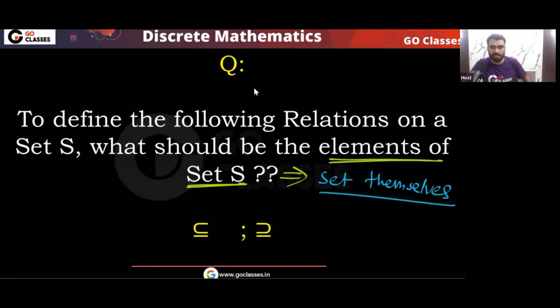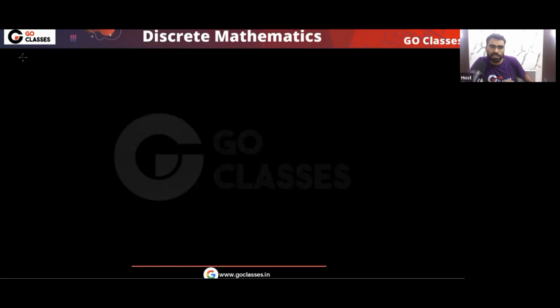They also must be set. Okay, is this clear? Very simple point: if you want to define this relation, the subset relation, I want to define this subset relation.